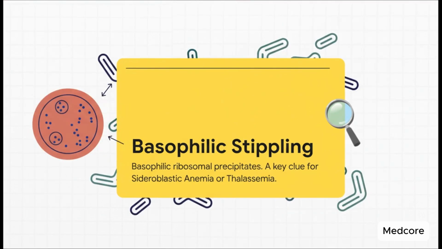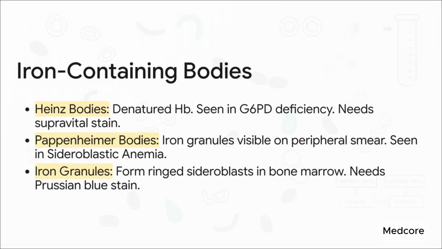Next is basophilic stippling. Now, unlike that single, lonely Howell-Jolly body, this looks like fine blue-purple speckles all throughout the cell's cytoplasm. These little dots are actually clumps of ribosomes and RNA. While they aren't super specific, they are a huge clue pointing towards disorders of hemoglobin synthesis, like the thalassemias or sideroblastic anemia.